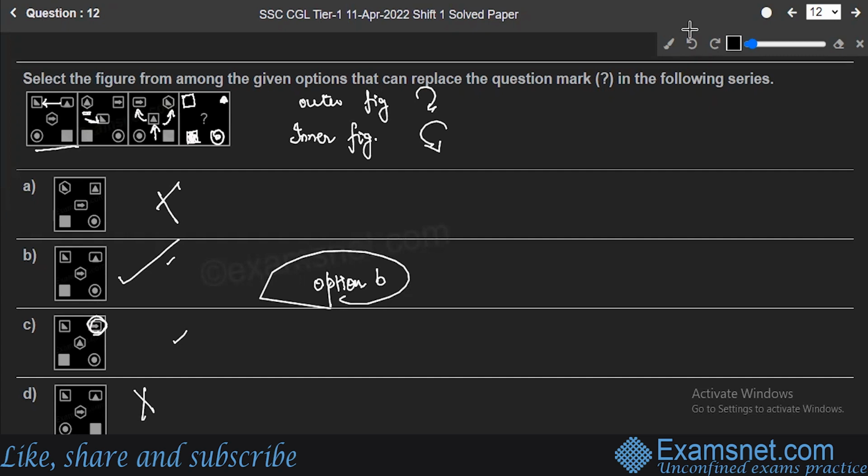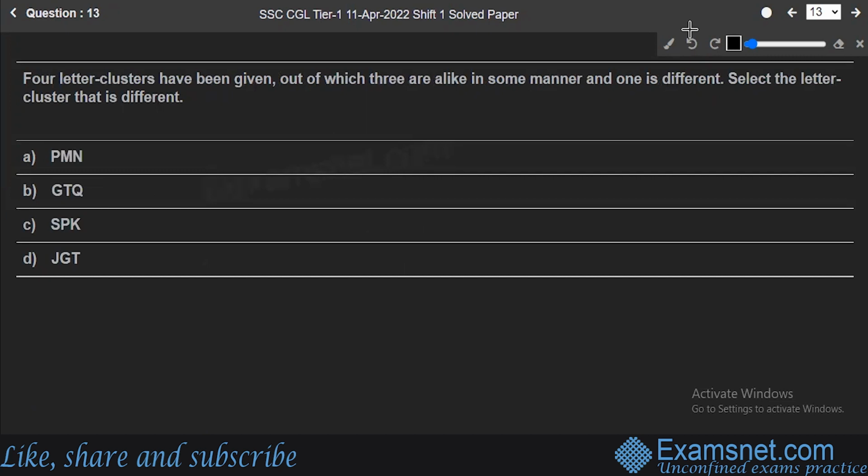These type of questions are very important. In all the papers, you will be having at least 2 to 3 questions, minimum of 2 to 3 questions of such type will come. All right, let's move to the next question, number 13.